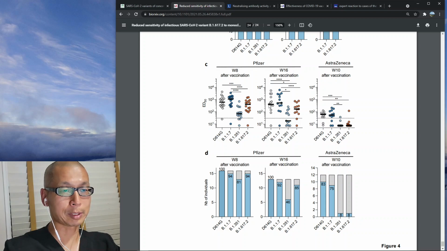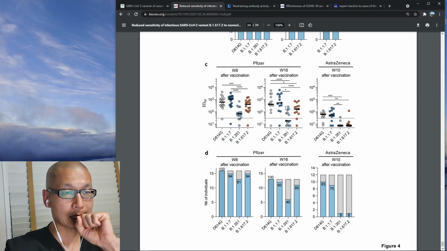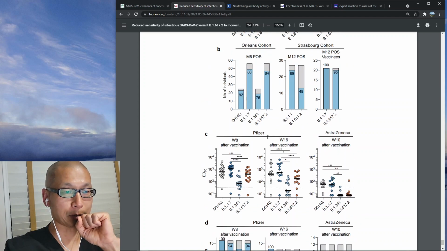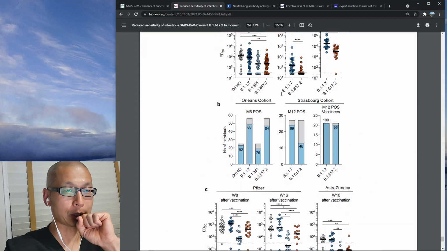And then 16 weeks later, the 351 has fallen off. And this one is not as good. The 617, or the Delta variant, is not as good as the UK variant or the original strains. But it's still good enough. The AstraZeneca vaccine is not as efficient as the Pfizer vaccine, likely the same as the Moderna vaccine. And Johnson & Johnson is probably somewhere in between here.